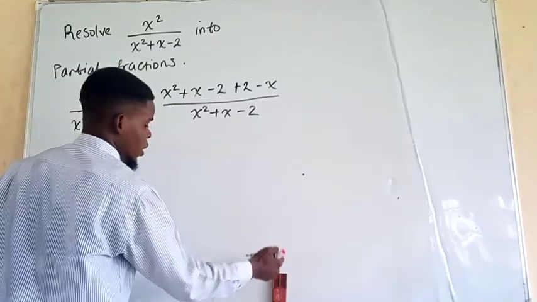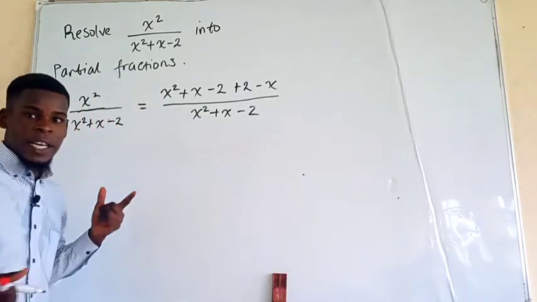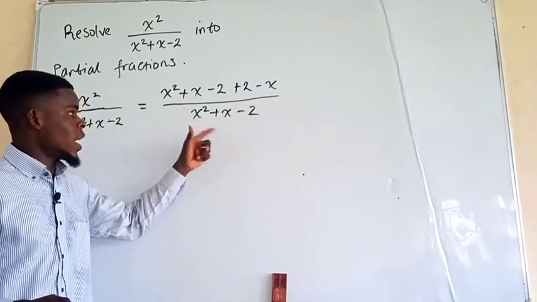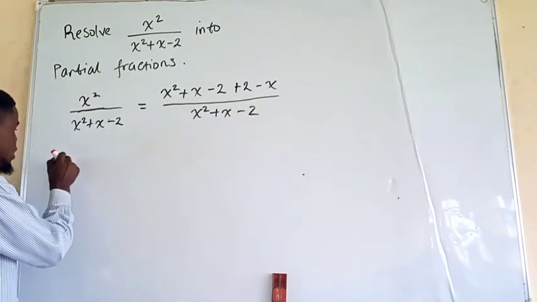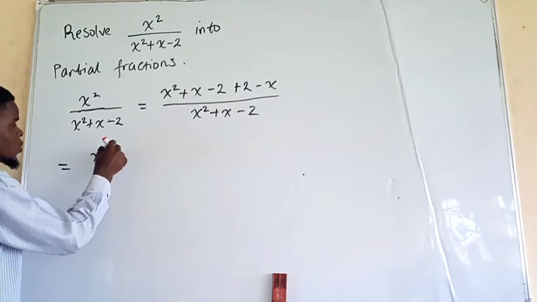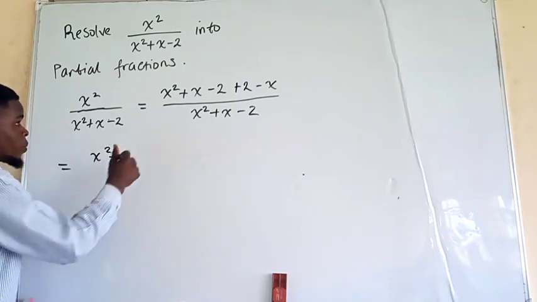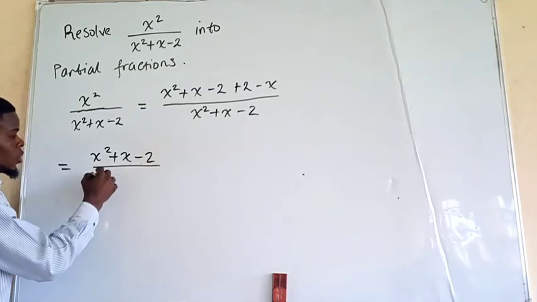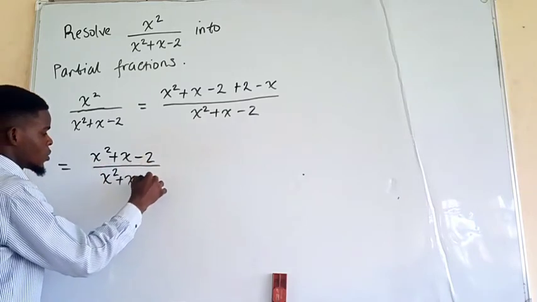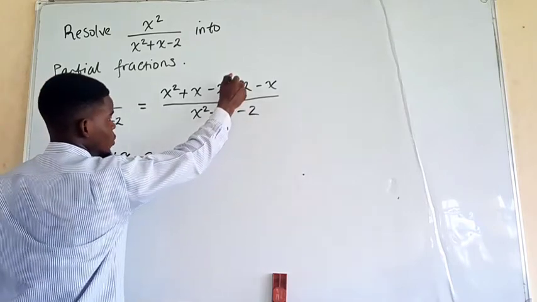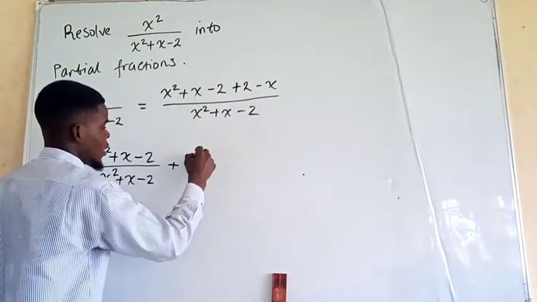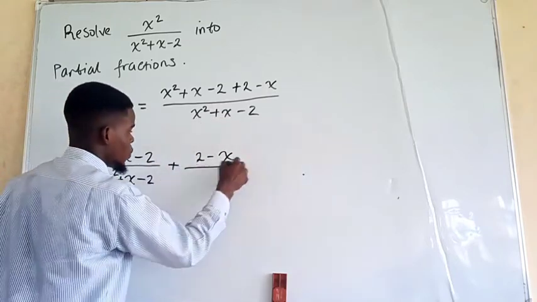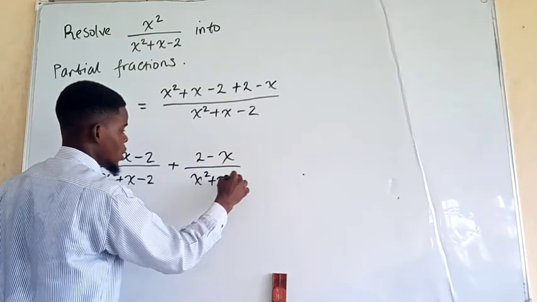Okay, so from here, we can go ahead and split these fractions. I'm going to split them and keep a common denominator. So this will mean that we are going to have x squared plus x minus 2, divided by, that will be my first fraction, x squared plus x minus 2. Then I add it with, we now deal with this addition, 2 minus x at the top. Then we still keep down the same denominator, x squared plus x minus 2.